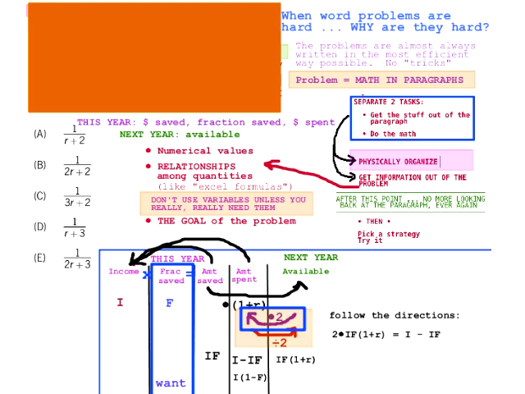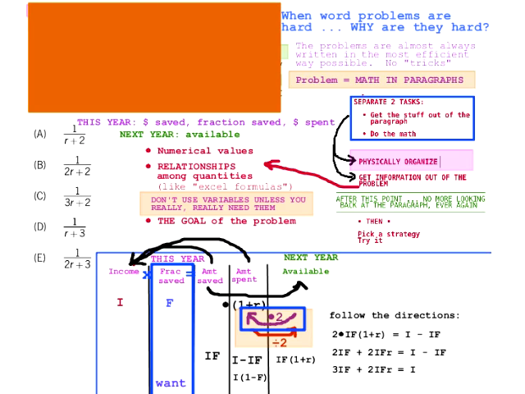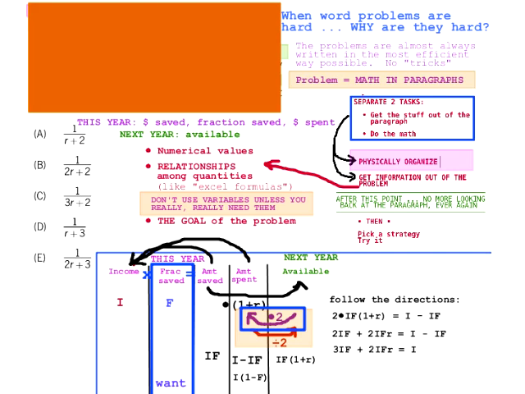So 2IF plus 2IFR equals I minus IF. Everything has F in it except for that I. So I move the IF over, and it's 3IF plus 2IFR equals I. Then to solve for F, I just have to factor F out of that left side. That gives me F times I times (3 plus 2R) equals I. The I's are going to go away when I divide. And that gives me F is 1 over the quantity 3 plus 2R, which is choice E.